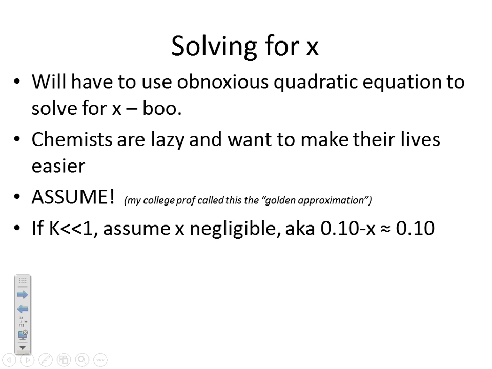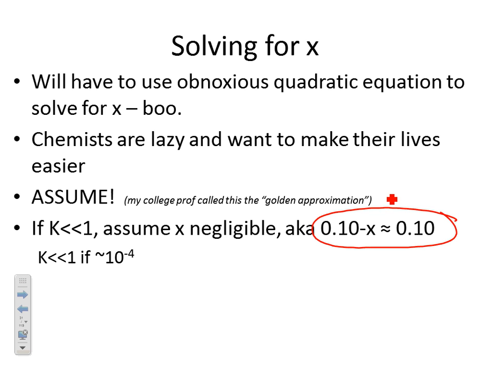If K is significantly less than 1, and what we consider to be significantly less than 1 is on the order of 10 to the minus 4th or smaller, so if K is very, very small, then we can assume that X is negligible in comparison with the concentration that we're subtracting it from. So this assumption right here: 0.1 minus X is approximately 0.1.